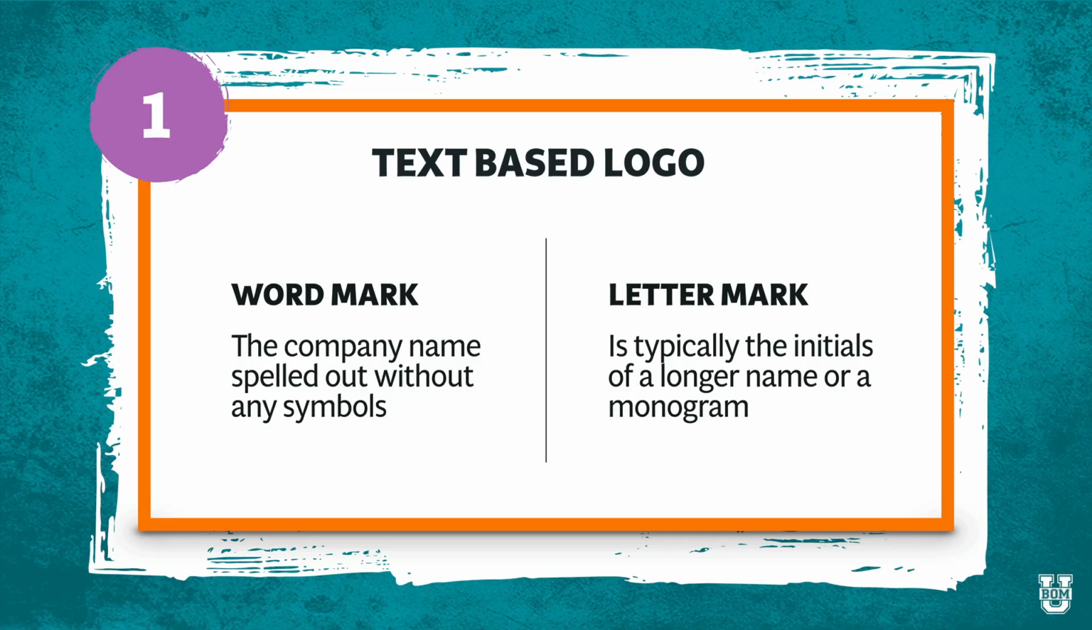The first one is a text-based logo, and this is what I recommend you do if you are first starting out and DIYing a lot of the stuff. There are 2 sort of categories under the text-based logo. One is a word mark and one is a letter mark. The word mark is essentially the company name spelled out without any symbols, right? Or it could be your name too. And the letter mark is typically the initials of a longer name or a monogram.